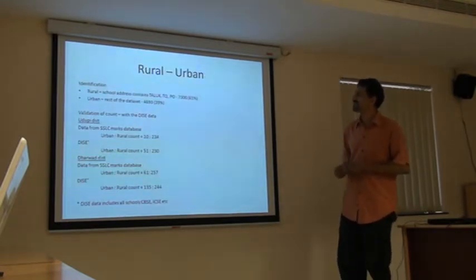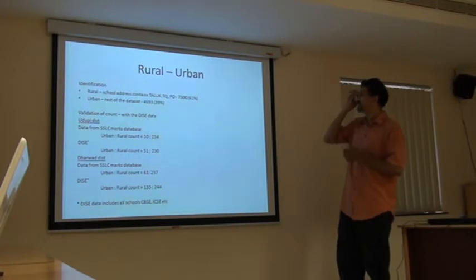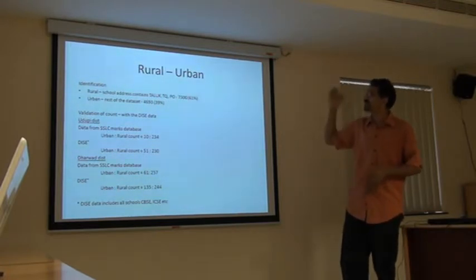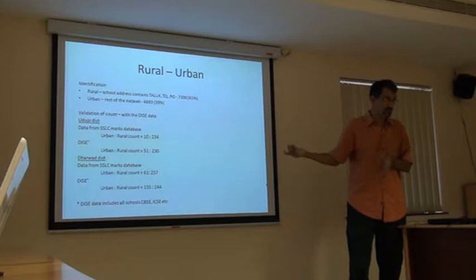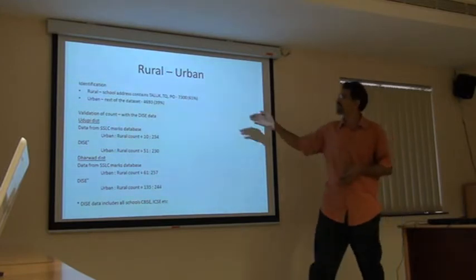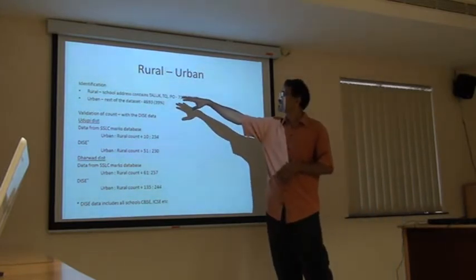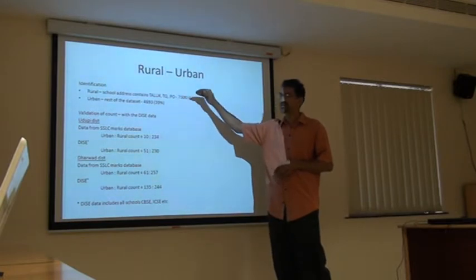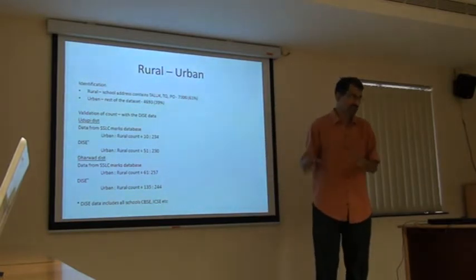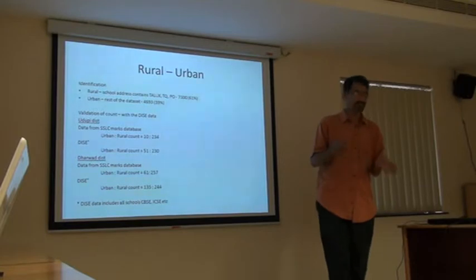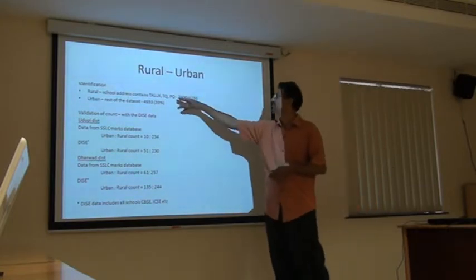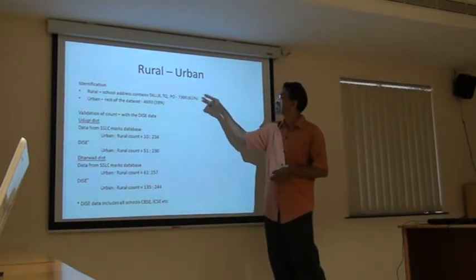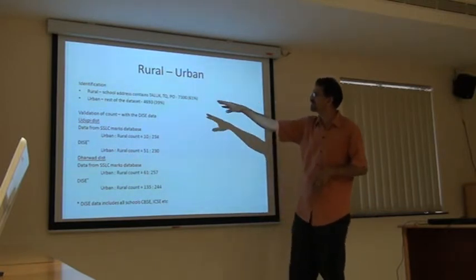Then we look at the first major categorization, rural versus urban. Now, how do we identify rural schools and urban schools? We took a simple way of identifying it. We looked in the address and looked at taluk. For example, if I have a Bangalore school, we don't say that it's in Bangalore taluk or whatever, right? Or PO, etc. So this gave us about 7,300 or 61% rural schools, and the rest of them are urban.